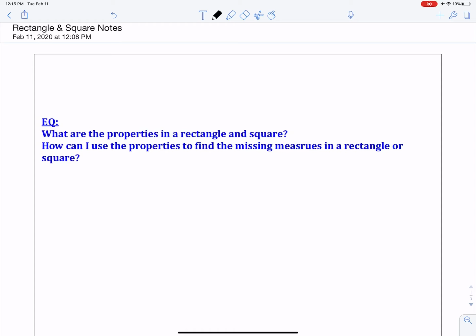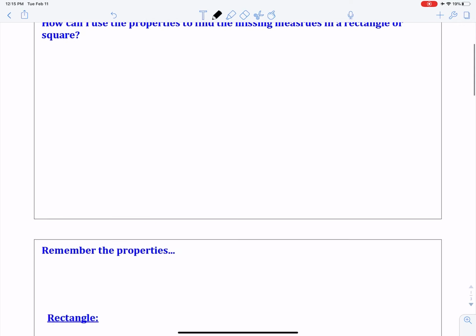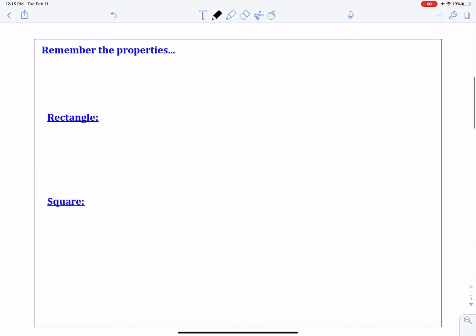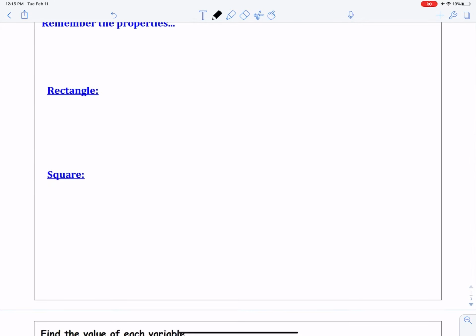Today's video is going to be about the properties of a rectangle and square, and then how to use the properties to find the missing measures in the rectangle or the square. So to get started, let's review the properties. For the rectangle, it has all the properties of the parallelogram.